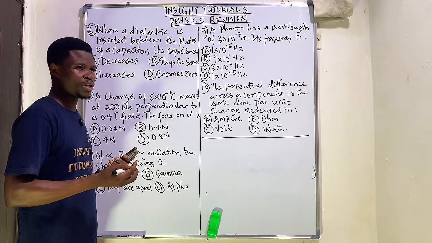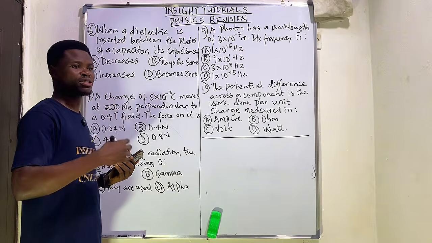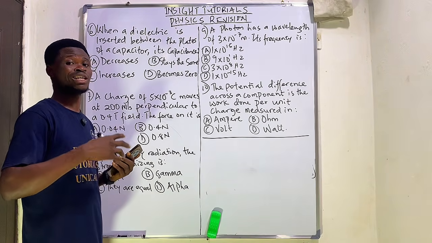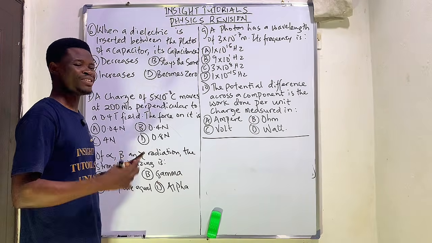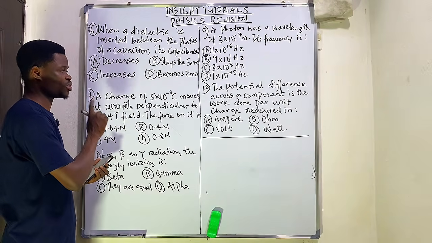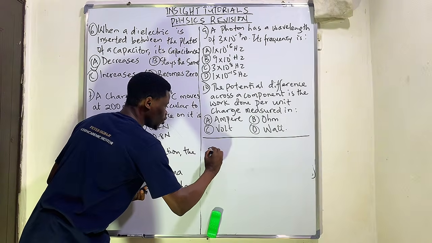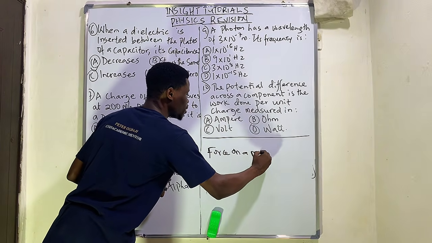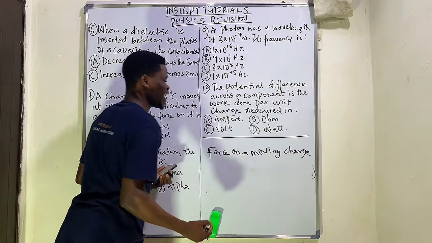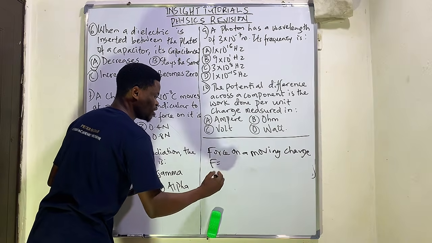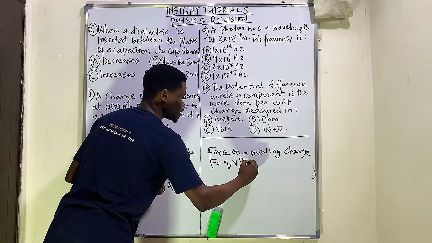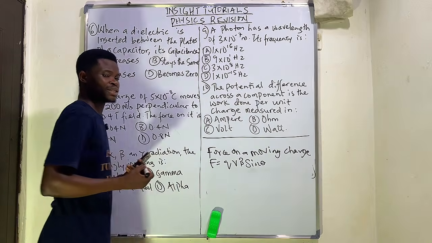There are different forces. There's force on a current carrying wire. There's force in a solenoid. There's force on a moving charge. There's even force between two plates. Now, one thing you need to understand is that this particular question is coming from force on a moving charge. And the force on a moving charge, F, is given by the charge times the velocity times the magnetic field times sine theta.